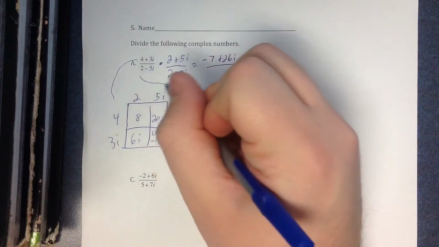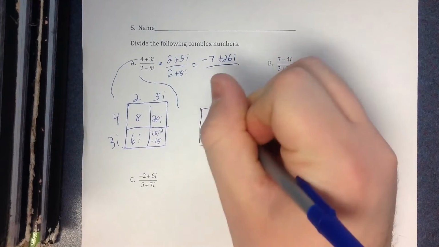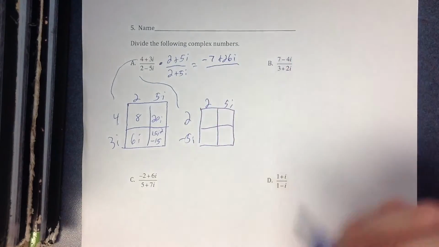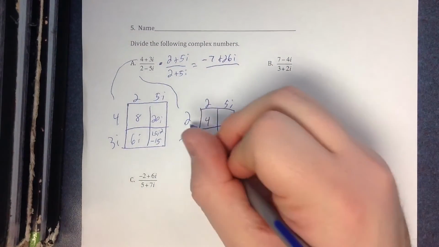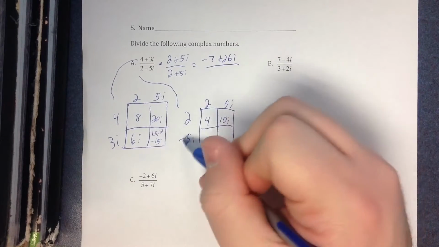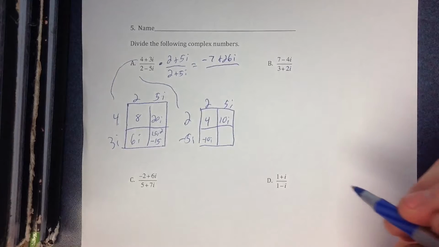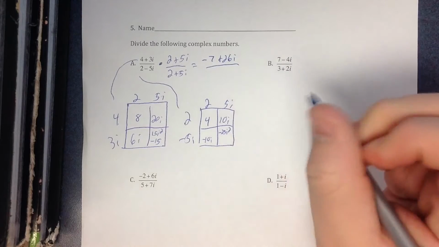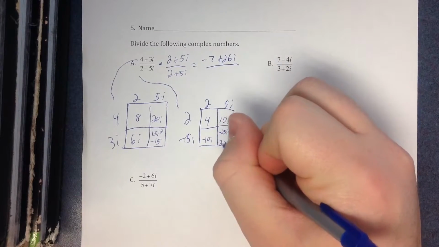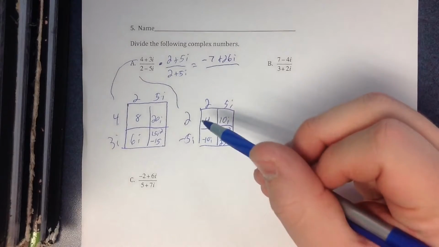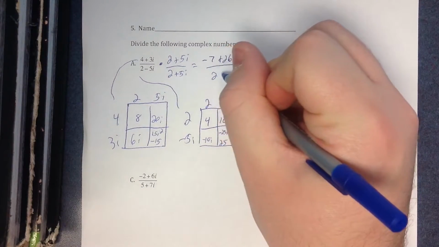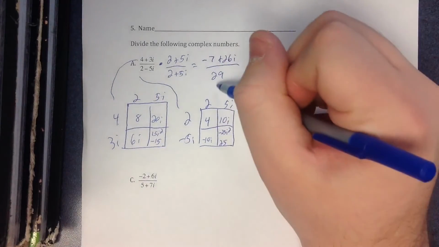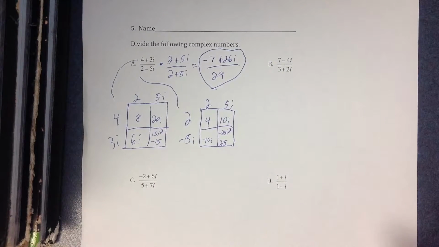Then if I do a Punnett square for the bottom, I have 2 minus 5i and 2 plus 5i. So 2 times 2 is 4, 2 times 5i is 10i, 2 times negative 5i is negative 10i, negative 5i times 5i is negative 25i squared. But again, that would turn that into a positive 25. So 4 plus 25 is 29. And then negative 10i plus 10i would cancel. So we'd have negative 7 plus 26i over 29.